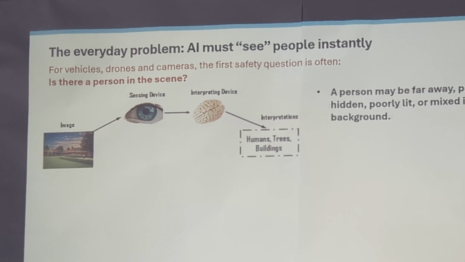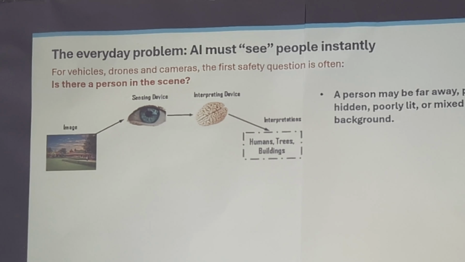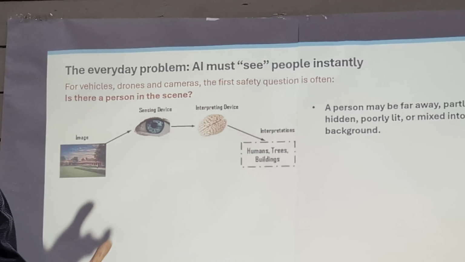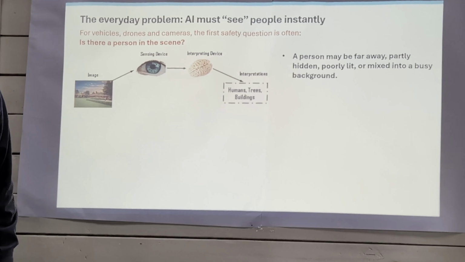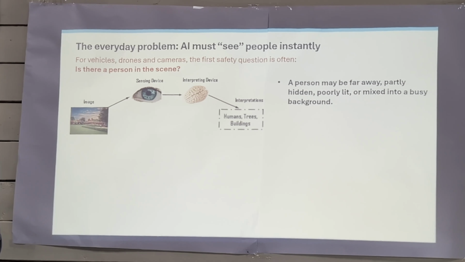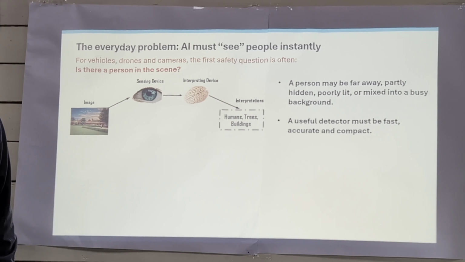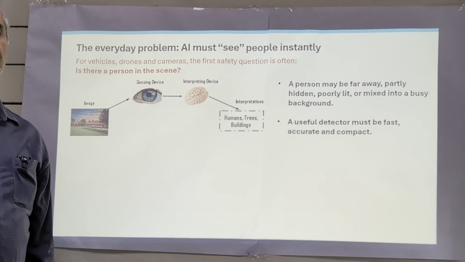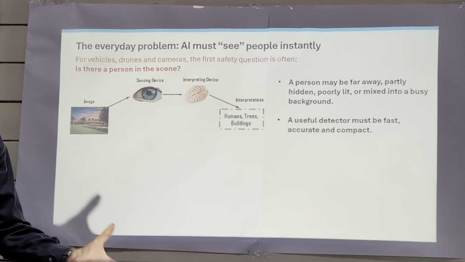In an actual scenario, a person could be far away. The scaling could be different. The lighting could be different. Everything could be against us when we image around. And a useful detector has to be fast and accurate. So what do we mean by fast and accurate?